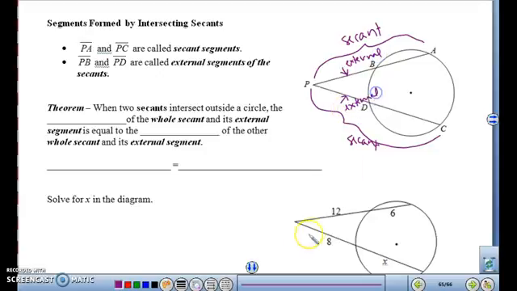All right, so knowing those values, there is a theorem that works for secants. When two secants intersect outside a circle, the product of the whole secant and its external segment is equal to the product of the other whole secant and its external segment. So it's whole secant, which would be PA, times its external part, which would be, in this one, PB, will equal the whole secant here, which would be PC, times its external part, which is PD. Whole is to part as whole is to part. That is the formula for secants.